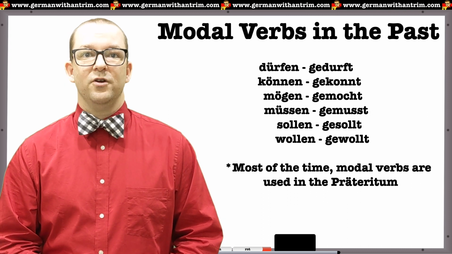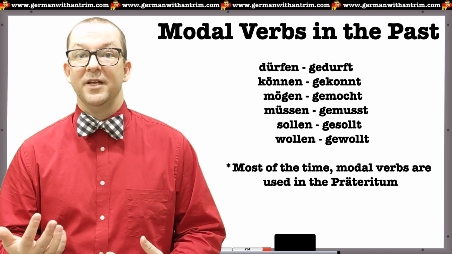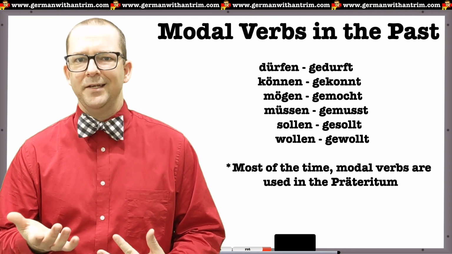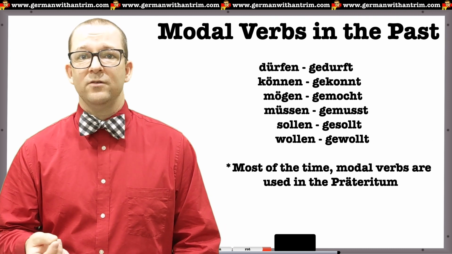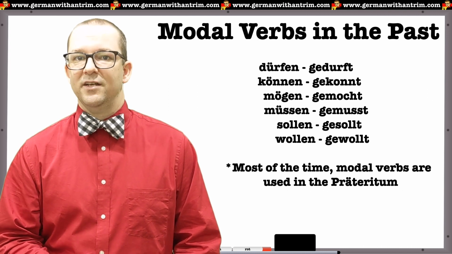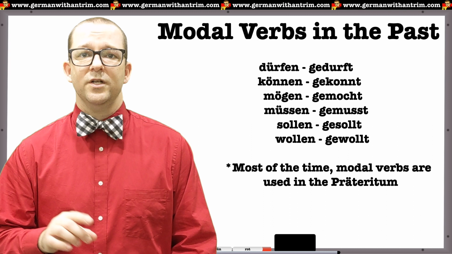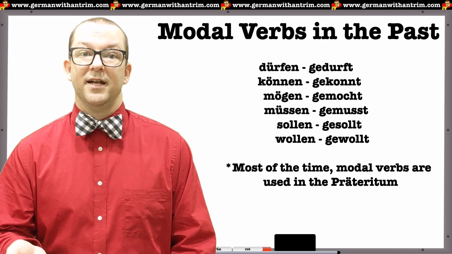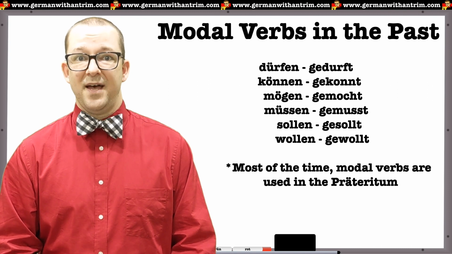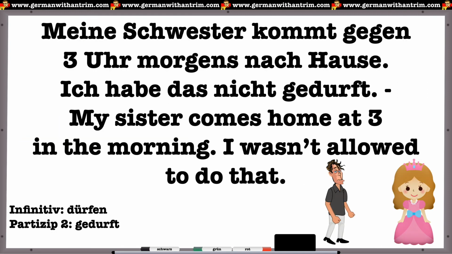Most of the modal verbs are used as a sort of regular verb in the perfect tense, with one notable change. I say sort of regular because the ones with umlauts will lose the umlaut in the perfect tense, but otherwise they're just regular. There's also the verb mögen, which is irregular and uses the Partizip 2 gemocht. Here are a few examples using modal verbs in the perfect tense. Meine Schwester kommt gegen 3 Uhr morgens nach Hause. Ich habe das nicht gedurft.